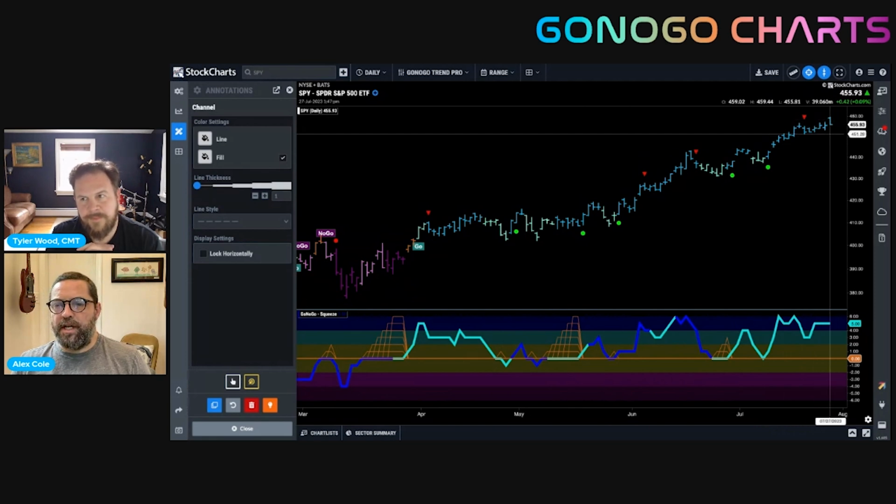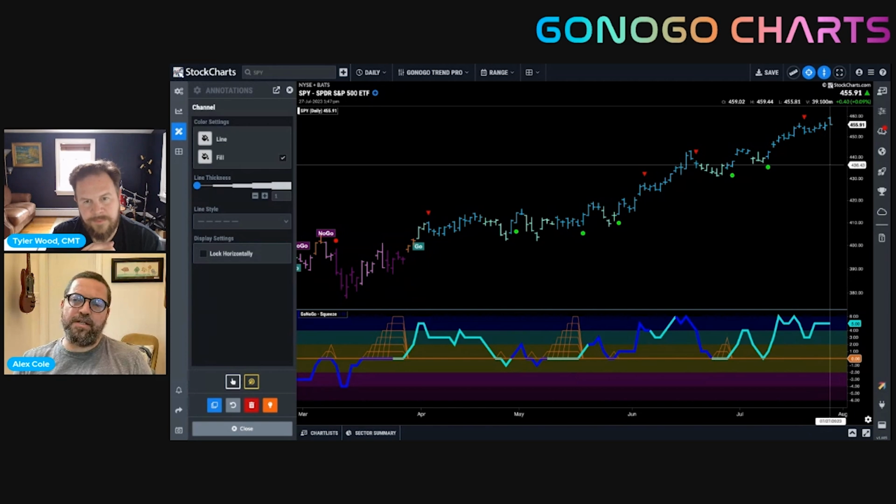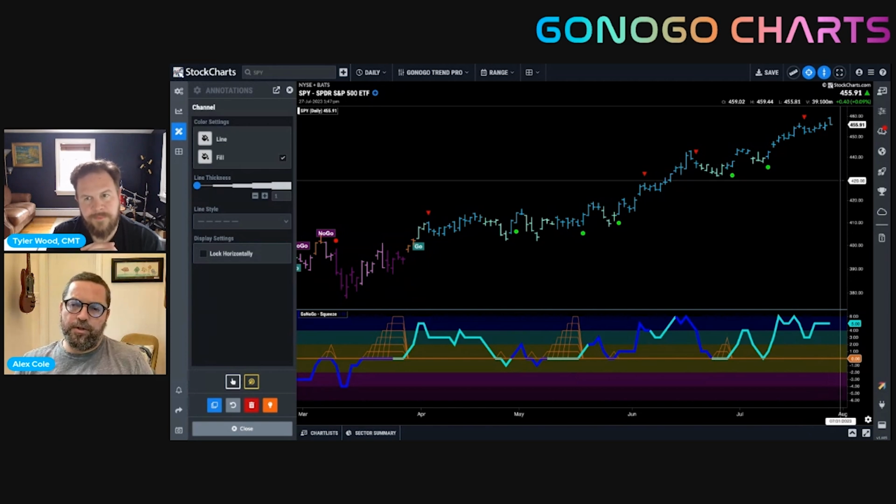Now, today's been an interesting day. We gapped higher and we've moved lower significantly. So it's an interesting day there, a little bit of bearish sentiment perhaps in the very, very short term.